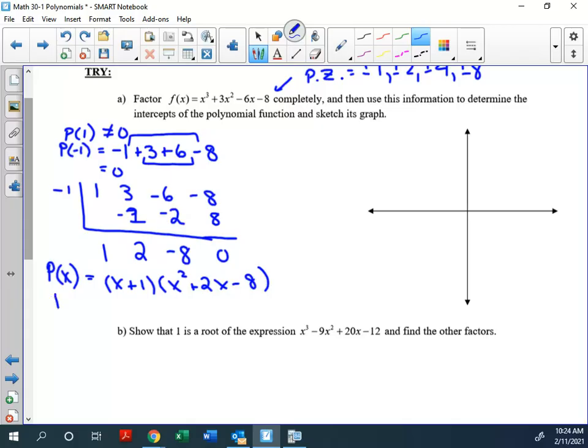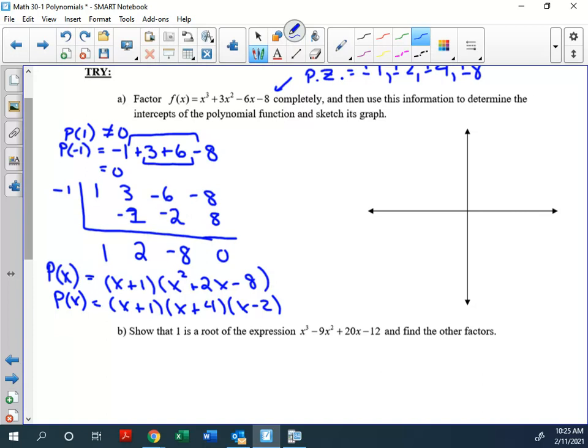Now I look at factoring that quadratic in any way, shape, or form that I can to get x plus 4, x minus 2, and now I've got that fully factored form. So sometimes it's nice to bring that factor down right away with the quadratic and then factor the quadratic. Again, your scaffolding can be what makes sense to you, but I always double check. This is a degree 3, feeling good.